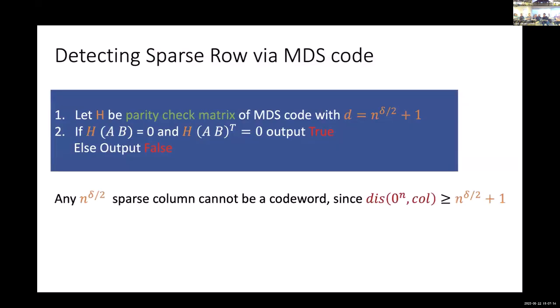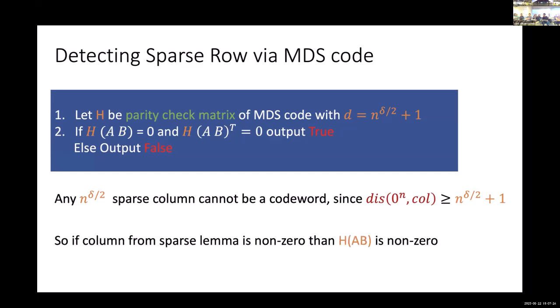So again, I find the code with sufficient distance bigger than my sparsity, and then I just multiply it with my AB and AB transpose. And the point now is that I can actually compute H times AB fast because this is a rectangular multiplication.